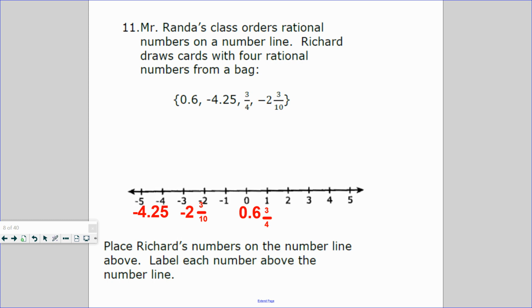Okay. So we have 610. That's on the positive. It's going to be on the right-hand side. So I'll put it right here. -4 and 2500. That's negative, so go on the left side. So I go back -1, back -2, back -3, back -4. So it's going to be somewhere right there, -4 and 2500.